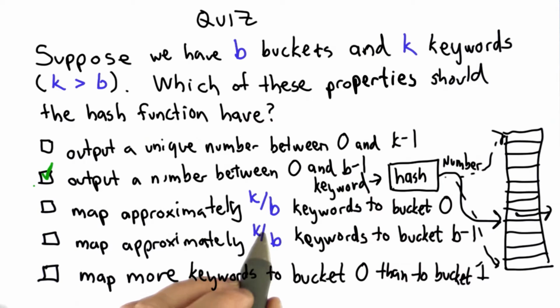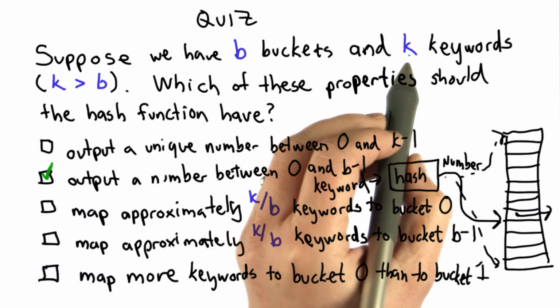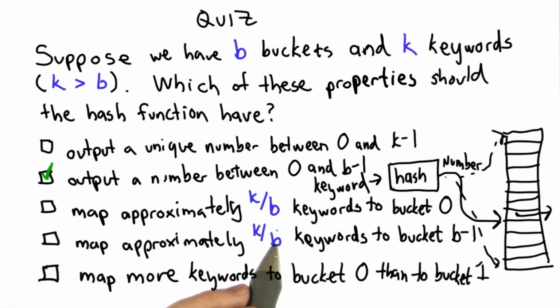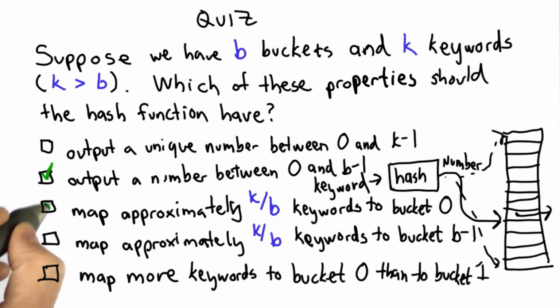The third and the fourth properties say that we want the number of keywords in each bucket to be approximately the same. So if there are k keywords and we're fitting them into b buckets, if we want the buckets to be approximately the same size, then each bucket should have approximately k divided by b keywords. So both the third and the fourth property are true.